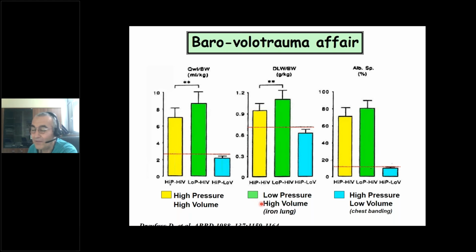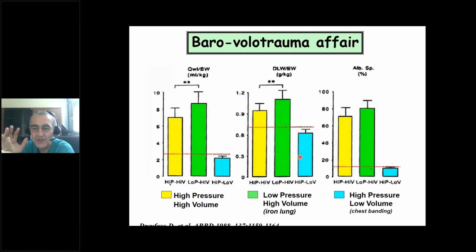If you apply high pressure and high volume to a normal lung, you induce lung damage. If you apply high volume with low airway pressure, as you can do with the iron lung or a negative pressure ventilator, you get lung damage. If you apply high pressure but with a low volume, as if you, for example, do a chest binding in order to decrease chest wall compliance, you do not get lung damage. So this study demonstrated clearly that the problem was the volume.